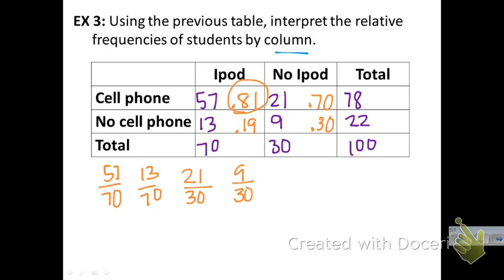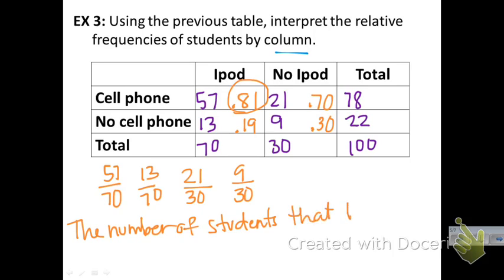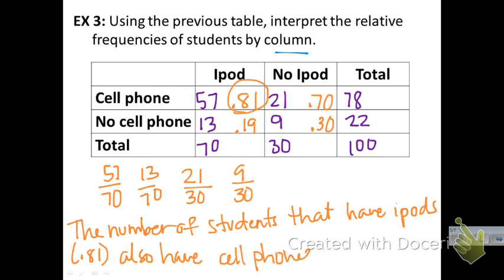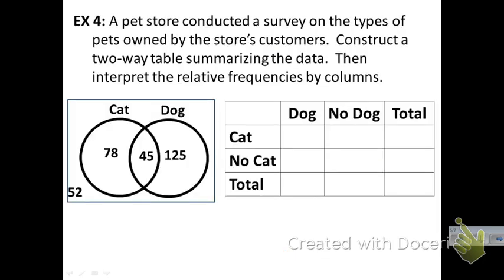So because we are using the column that says iPods, we're going to say that the number of students that have iPods, and I'm going to put 0.81, also have cell phones. Okay, that should, we have one more example.